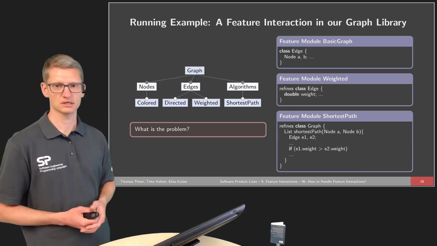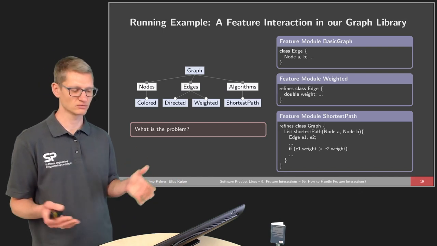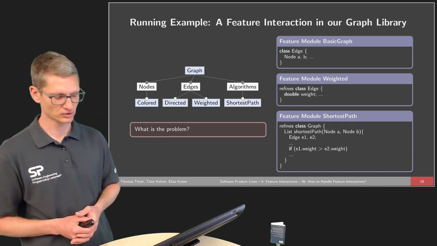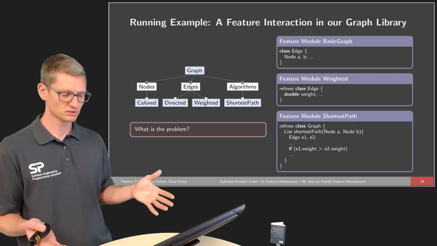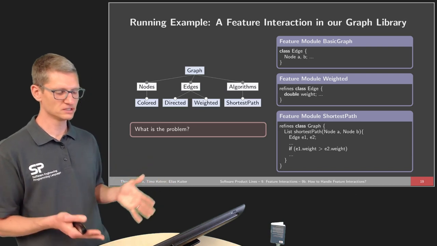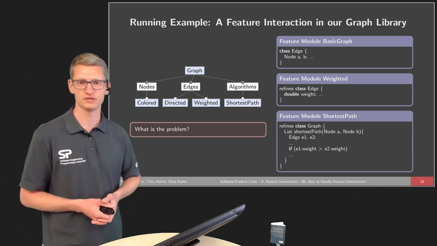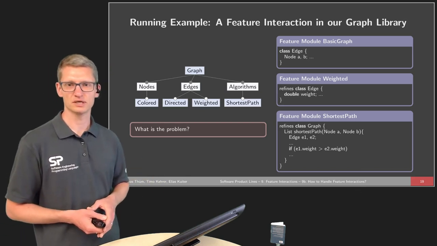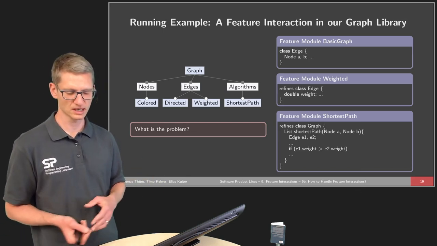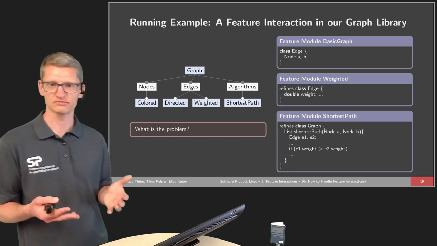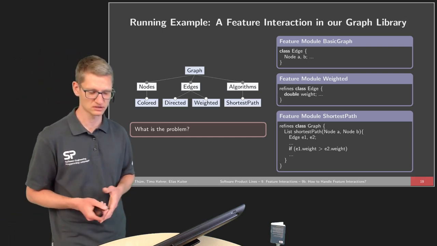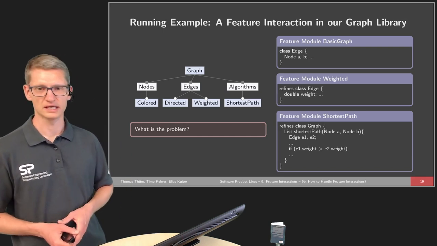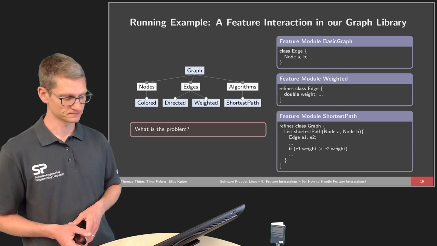We have used a running example already, the graph library, which is a common benchmark problem for product lines. So we've used this already, but over here, we now have a possible feature interaction that we can see. We have a feature model illustrating that graphs can have nodes that are colored or not colored, and for the edges, we have two things we can choose, directed or weighted edges, or both not selected, and we can have shortest paths as one algorithm.